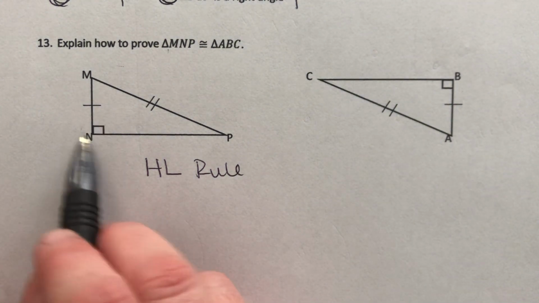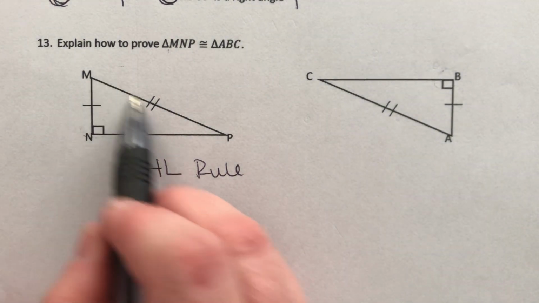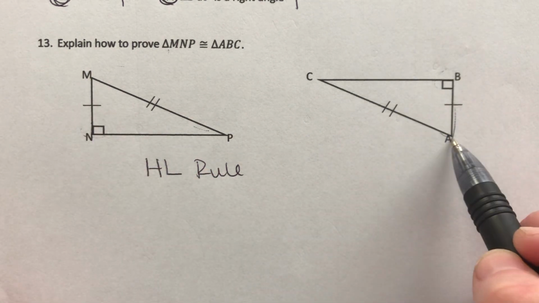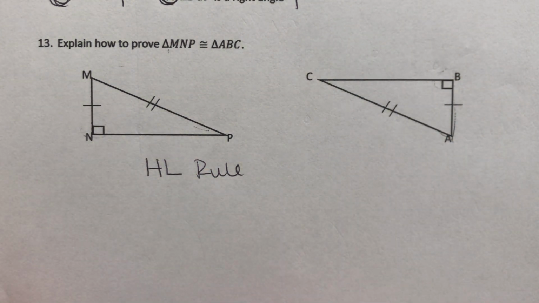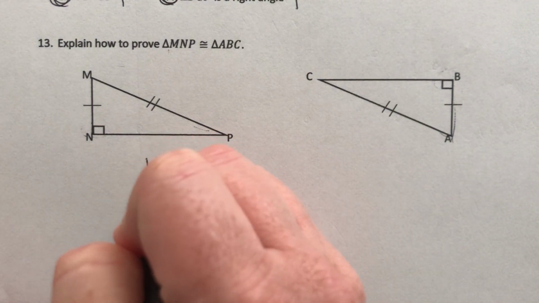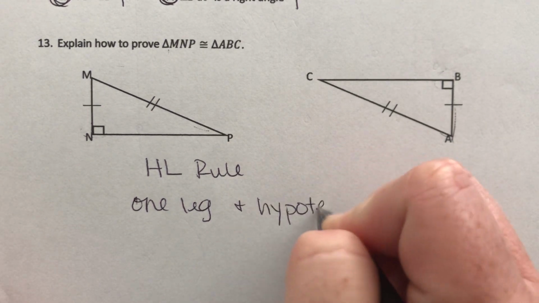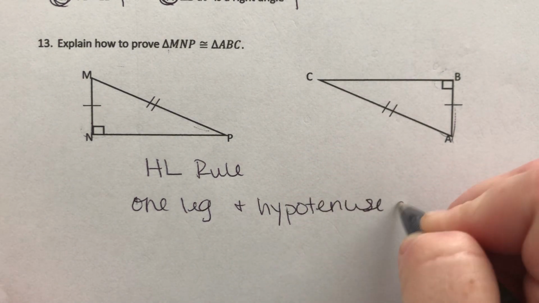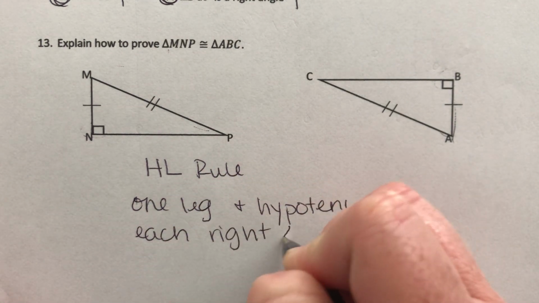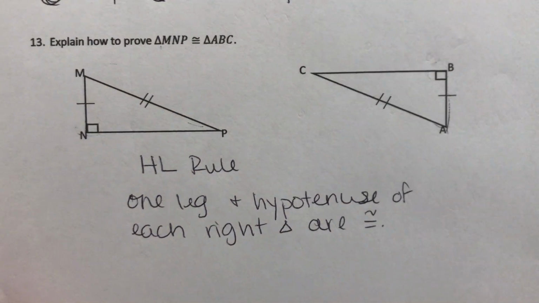And it just says that when both triangles have a 90-degree angle, if the hypotenuse of each triangle is congruent and one leg of each triangle is congruent, then both triangles are congruent. So it's the hypotenuse-leg rule. One leg and the hypotenuse of each right triangle are congruent. Okay, let me know if you have questions.